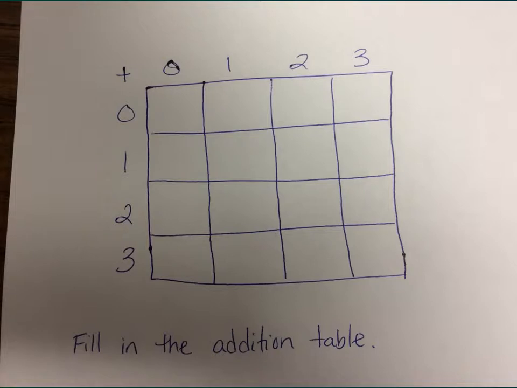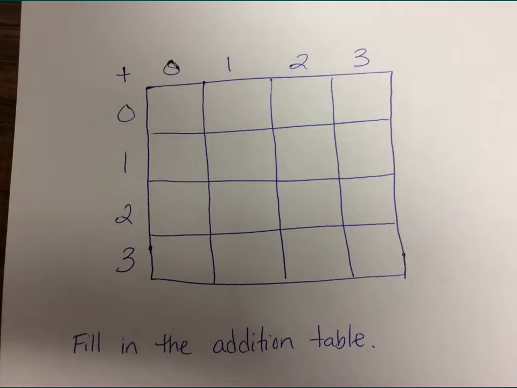It's important to look at the features of an addition table before we jump into how to solve it or fill it in. This addition table is organized in rows and columns. If you look at the columns, this is the column for 0. We have a column for 1, a column for 2, and a column for 3. We also have a row for 0, a row for 1, a row for 2, and a row for 3.